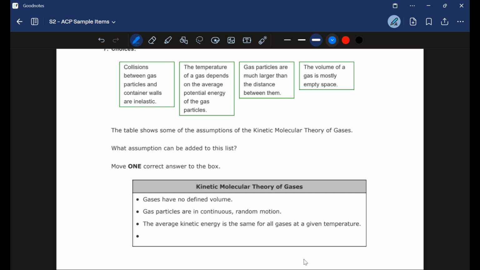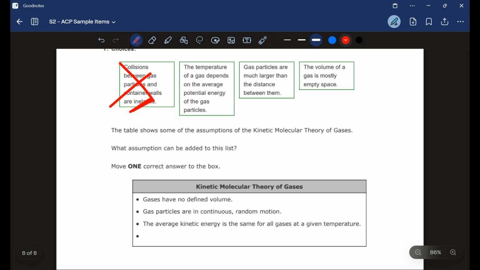All right, question number 7 says, the table shows some of the assumptions of the kinetic molecular theory of gases. What assumption can be added to this list? So gases have no definite volume. Gas particles are in continuous random motion. The average kinetic energy is the same for all gases at a given temperature. All of that is true. We have our answer choices up at the top. Collisions between particles and container walls are inelastic. That is incorrect. The word that should be there for it to be true should be elastic. So you learned that gases have elastic collisions. So it can't be that first one.